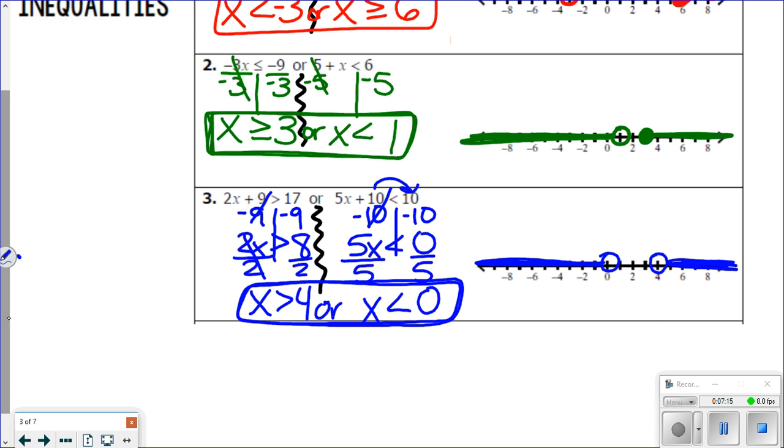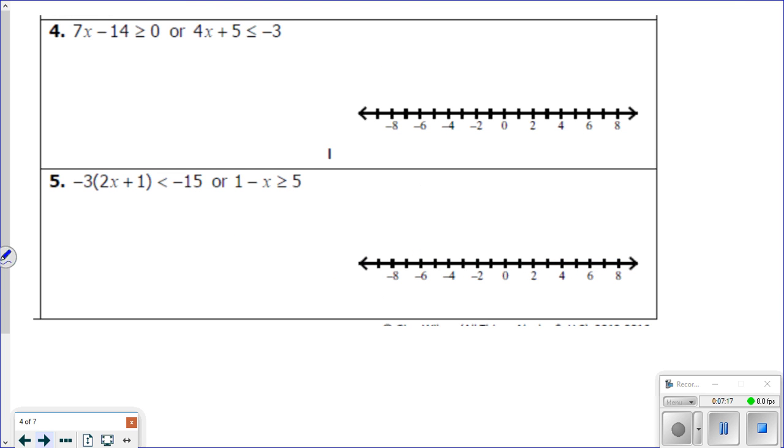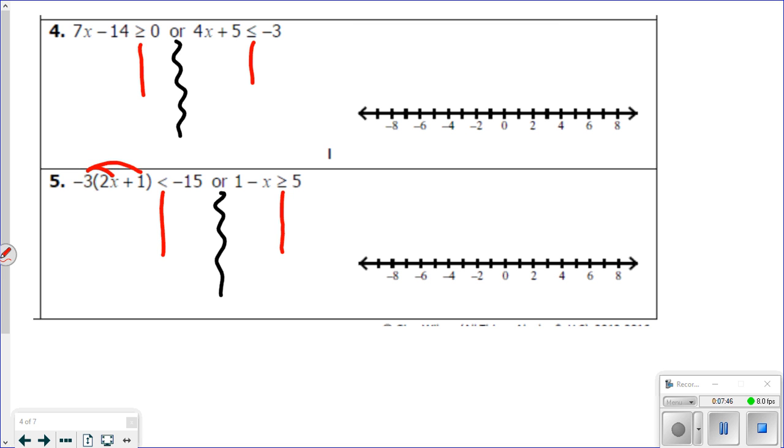Because we've been solving for x all year, what I would like you to do is to answer questions 4 and 5. So keep these questions separate. You want to solve for x in both problems, so draw your lines down to keep yourself organized. Here, remember, we need to distribute first. Then when you're done solving, make sure you graph your answers. You can do it.